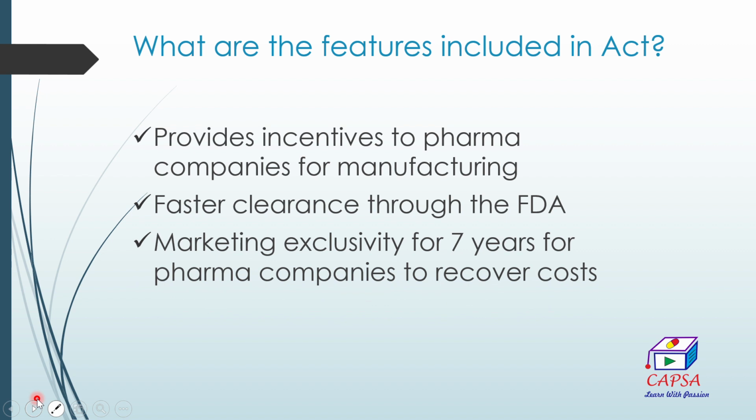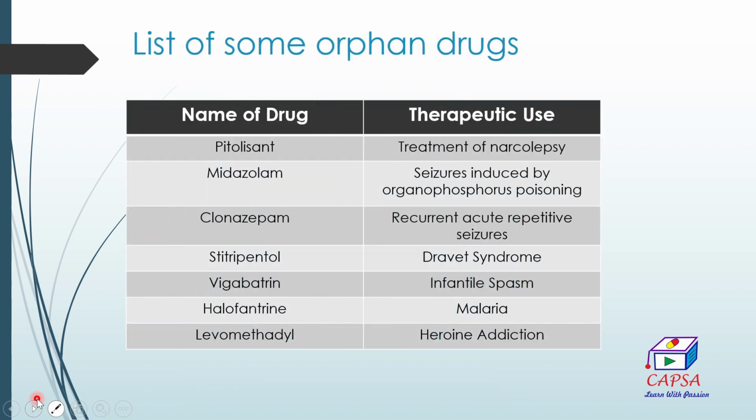Now, we need to know what the examples are. So, there are some drugs which are given. You can go through it, like pitolisant, therapeutic use: treatment of narcolepsy; midazolam, seizures induced by organophosphorus poisoning; clonazepam, recurrent acute repetitive seizures; stiripentol, Dravet syndrome; vigabatrin, infantile spasm; halofantrine, malaria; levomethadyl, heroin addiction.